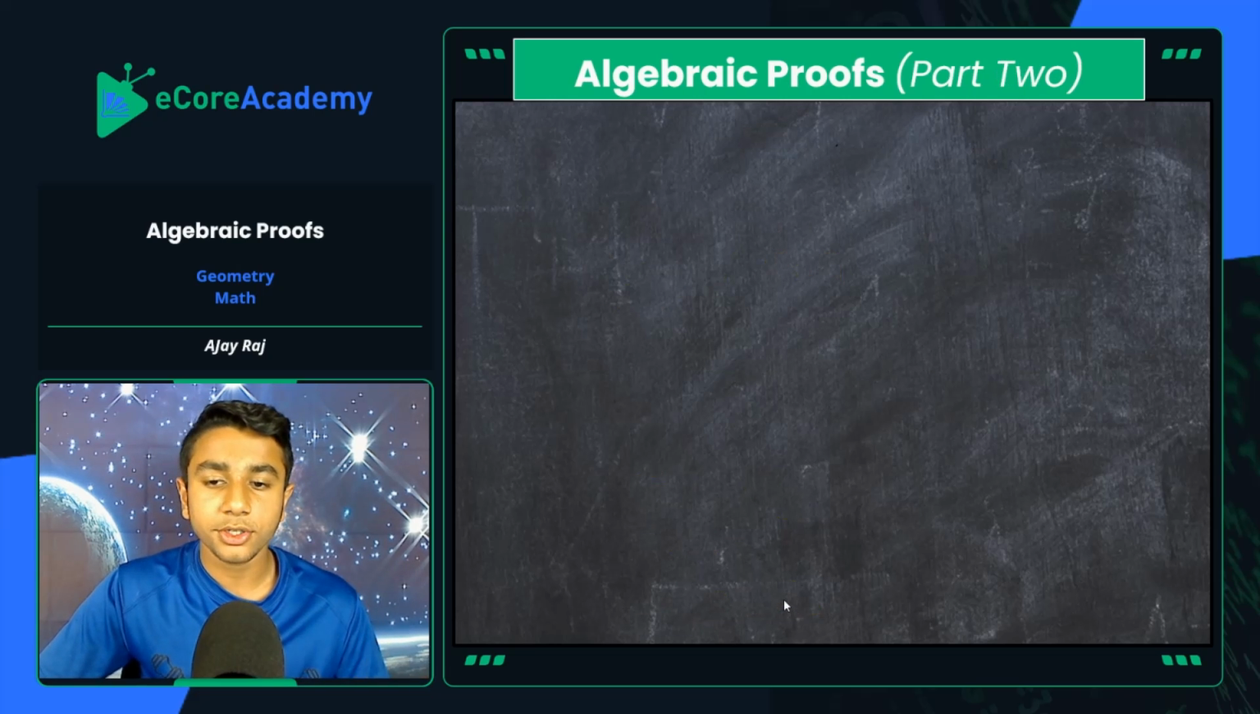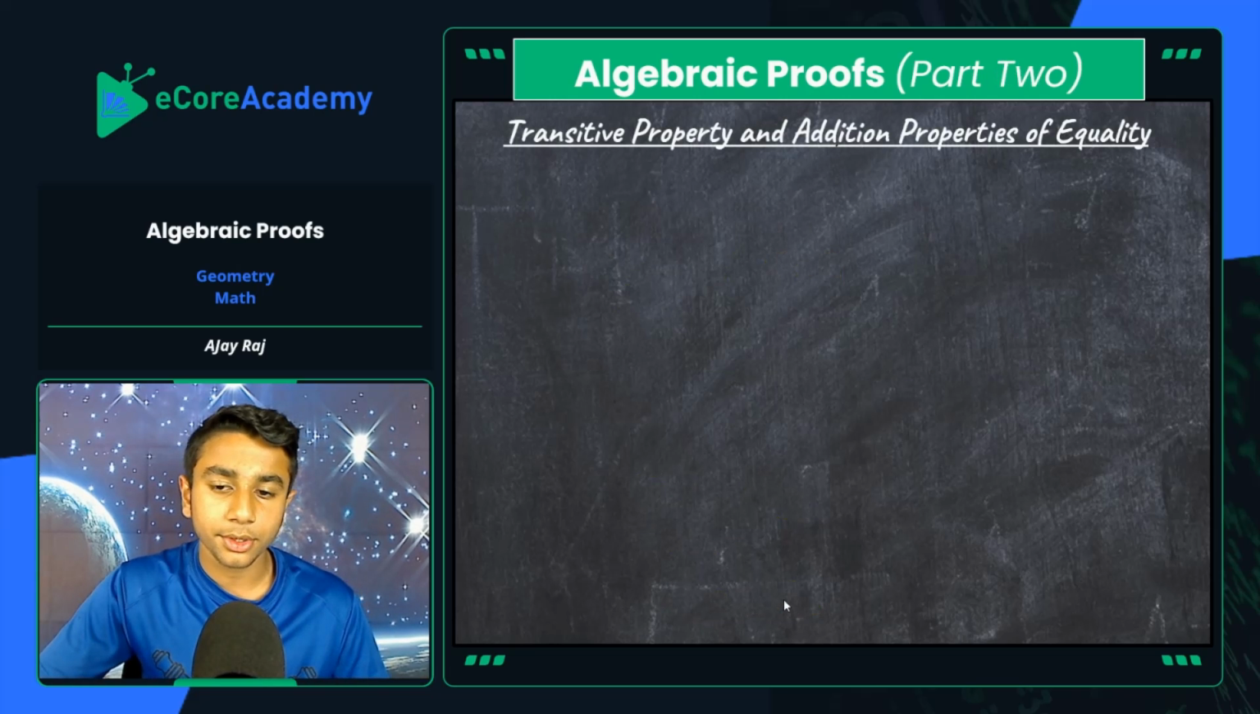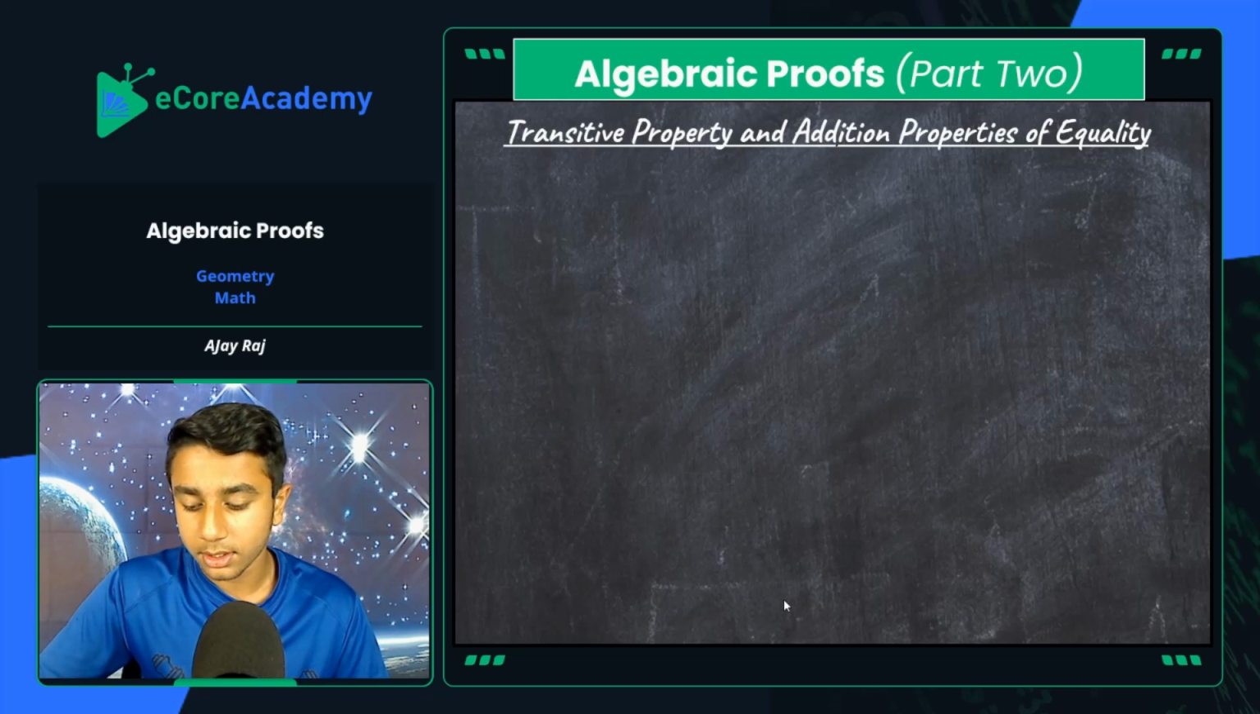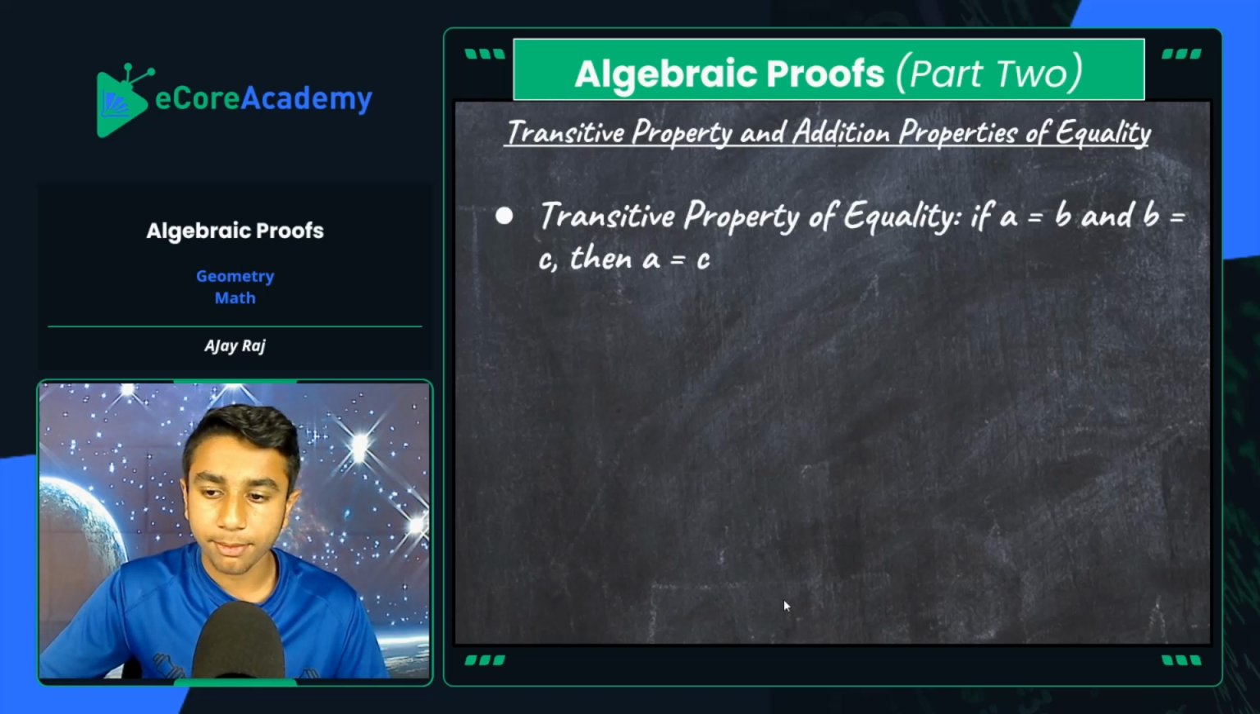So we're going to move on to part 2 of algebraic proofs, and the next two properties, our third and fourth ones, are the transitive property of equality and the addition property of equality. Our transitive property of equality states that if A equals B and B equals C, then A equals C.